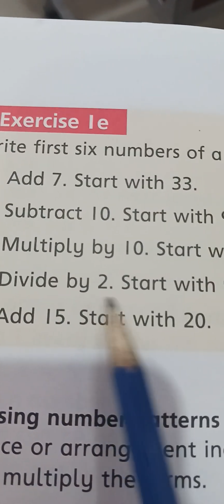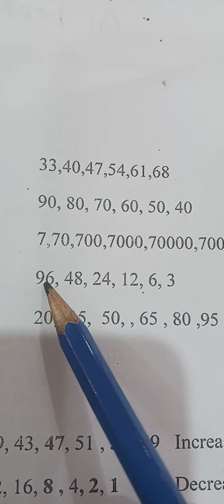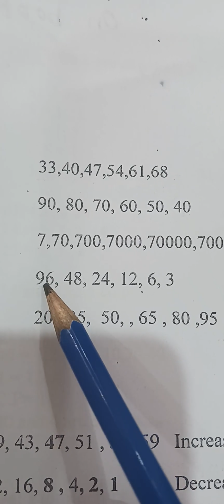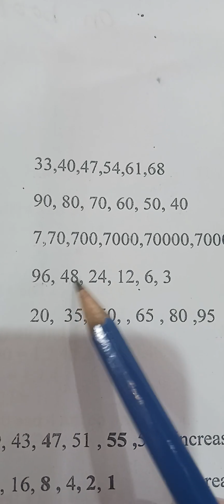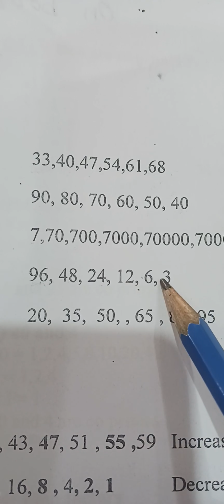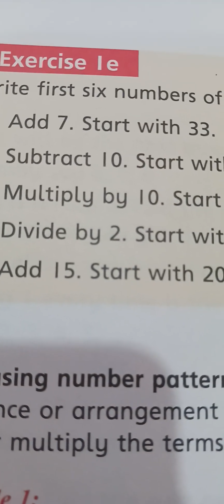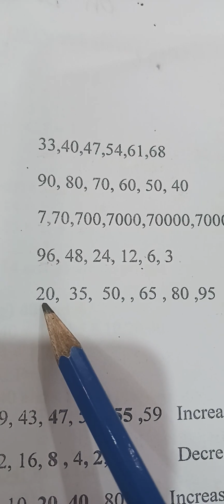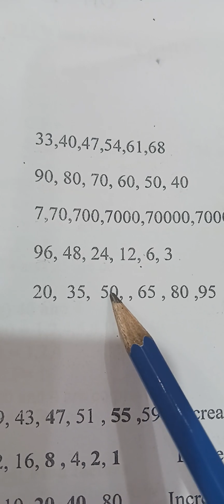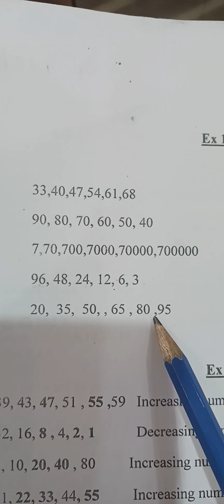Now next is divide by 2, start with 96. Now the first value is 96, we will divide it by 2, or you can say that you can take its half. Half of 96 is 48, half of 48 is 24, half of 24 is 12, half of 12 is 6 and half of 6 is 3. Next is add 15, start with 20. Now first value is 20 and add 15, you get 35, then add 15, you get 50. And keep adding until you get the 6 values. So you will solve exercise 1E in your books.